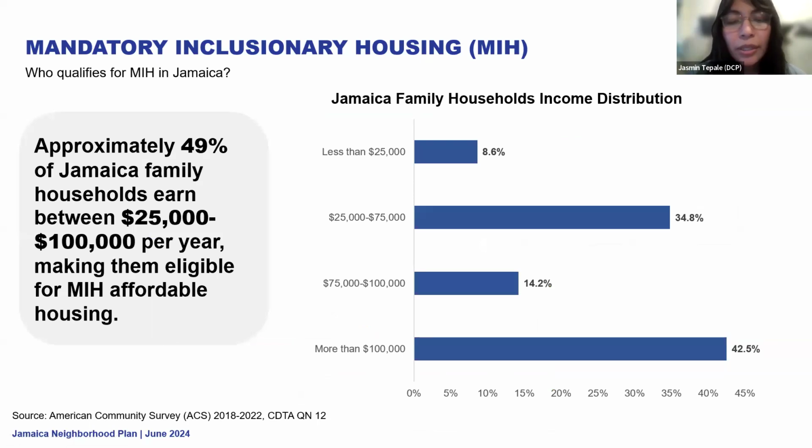So just talking about who could potentially qualify for MIH if it becomes a tool here in Jamaica. Based on some of the examples, and looking at ACS 2018 to 2022 data, approximately 49% of Jamaica households earning between 25,000 all the way to 100K per year could be eligible for MIH affordable housing units. Next slide.